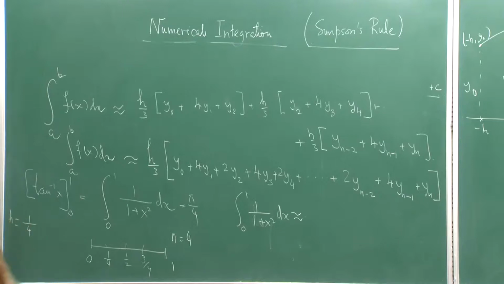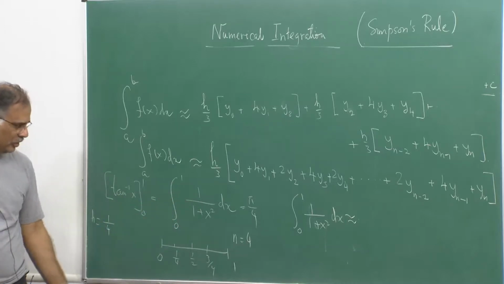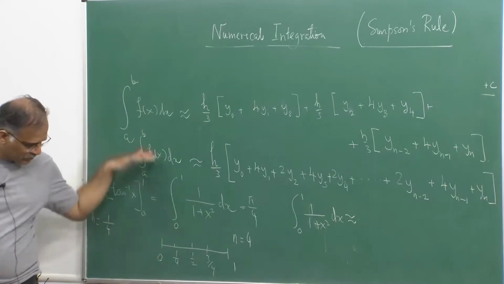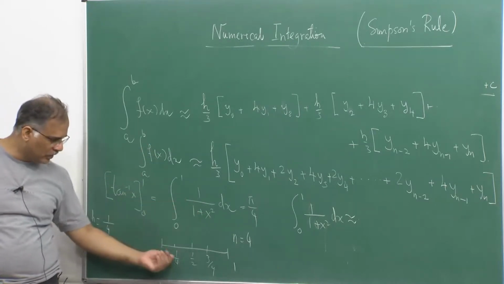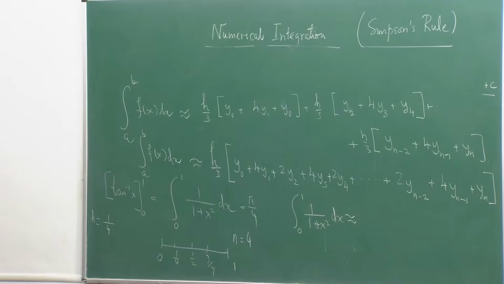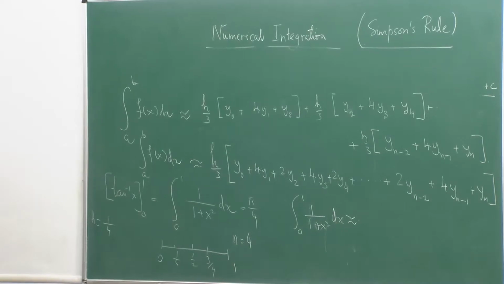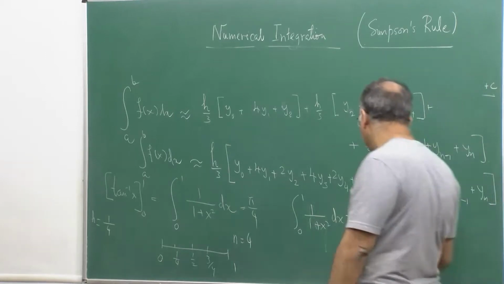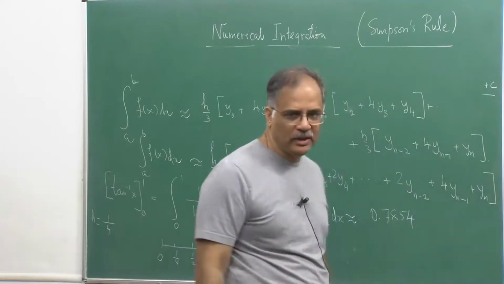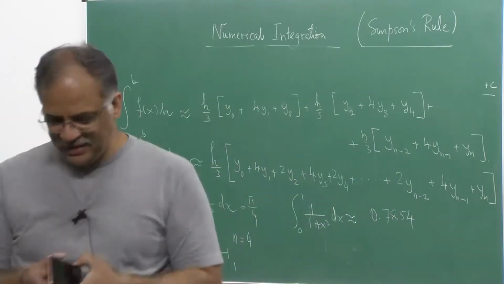So, you have to know the functional values at these points. At 0 of course, you know it is 1, at 1 you know it is half, and the function value is decreasing. So, compute the values at 1/4 and at half. Knowing that, you can compute this out and it turns out to be approximately 0.7854.